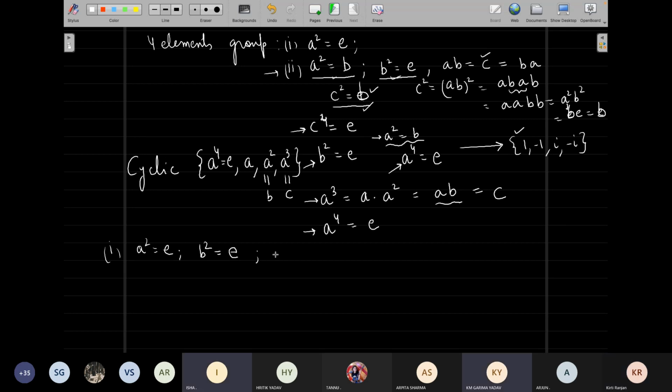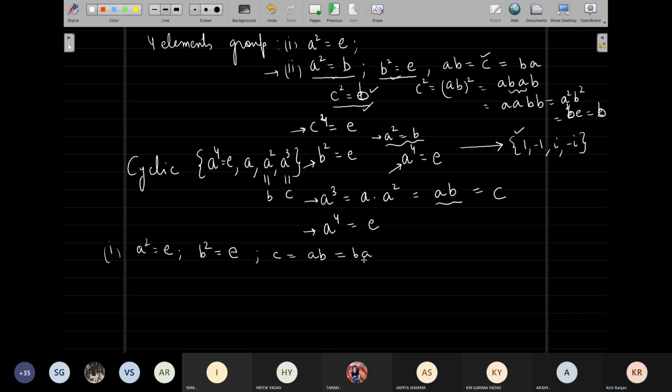Then C square is also E, but what was C in that case in terms of A and B? AB. Okay. So in this case, C square equals AB as well as BA again. You must have found out this thing.